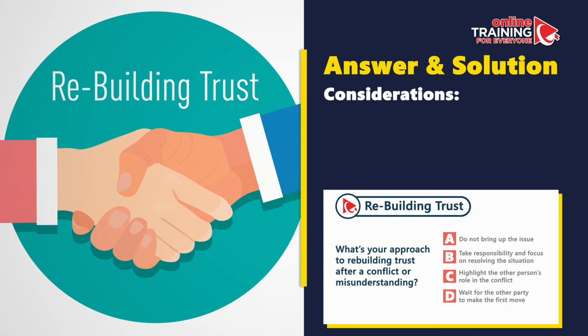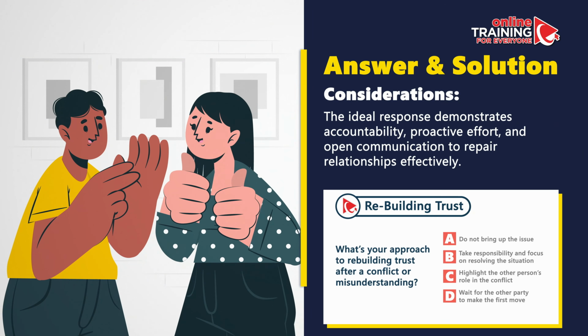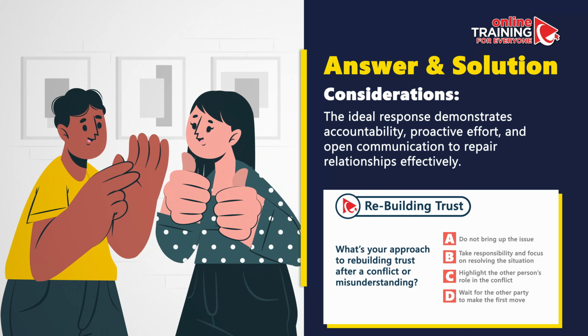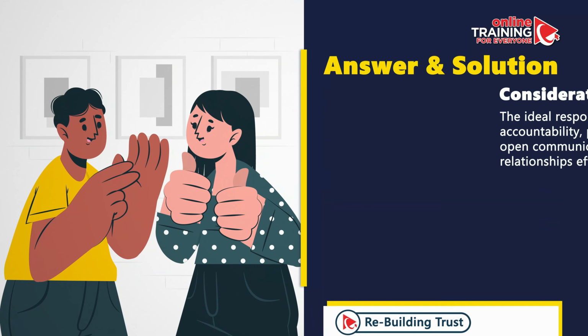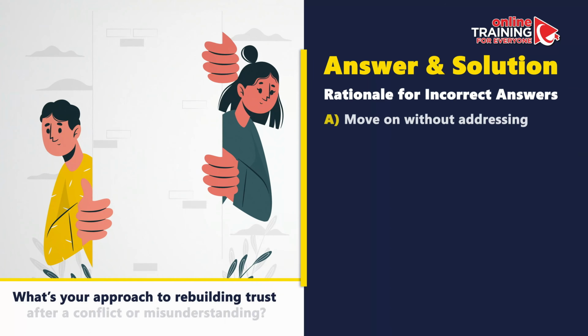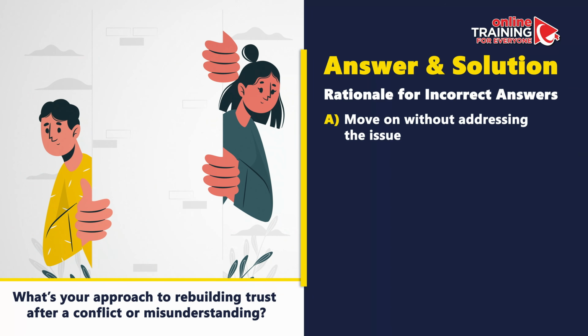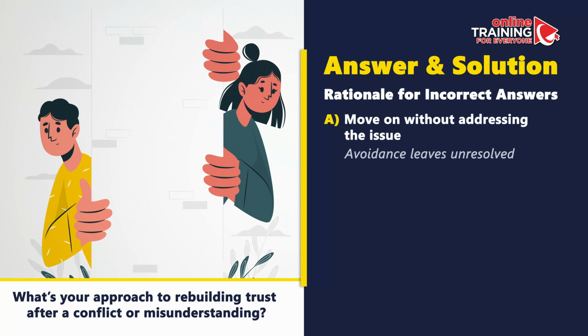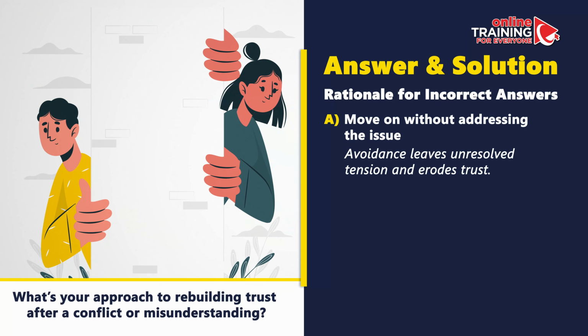Here are some considerations for you. The ideal response should demonstrate accountability, proactive effort, and open communication to repair relationships effectively. Let's look at the first answer. Choice A, move on without addressing the issue. It seems very easy, right? But avoidance leaves unresolved tensions and erodes trust.